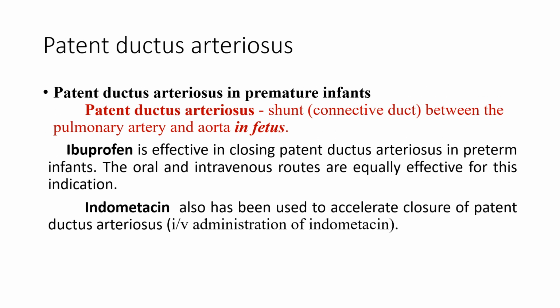Patent ductus arteriosus in premature infants. It is actually a shunt between the pulmonary artery and the aorta in the fetus, and this needs to be closed in order for the infant to survive. So there are two drugs available to decrease the shunt between these arteries and the aorta. These are ibuprofen and indomethacin. Ibuprofen can be given orally as well as intravenously, but indomethacin is only given intravenously.